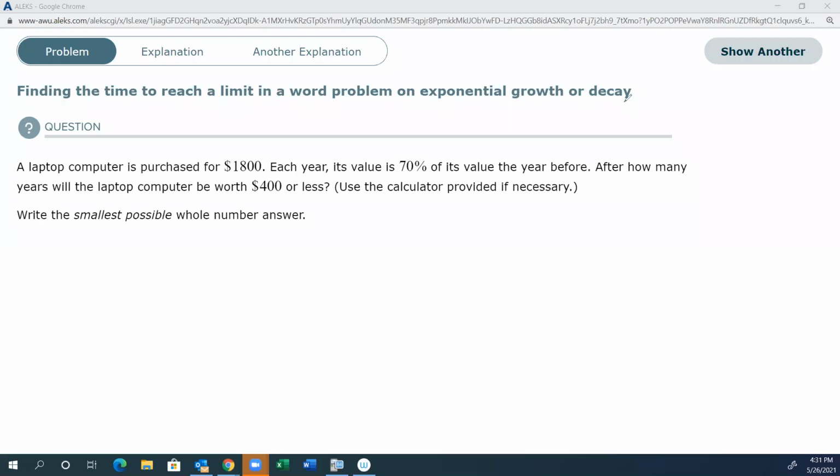All right, on this one, you buy a laptop for $1,800, and guess what? The value drops. Of course it does. It's out of date as soon as you buy it. Okay, and it drops 70% every year. Whoa.